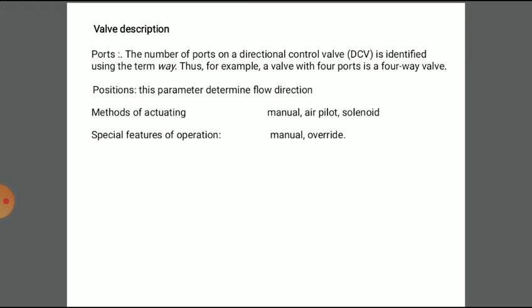Then positions. A valve is described by ports and positions. Positions, this parameter determines the flow direction. Then method of actuating, whether it is manually, air pilot, or solenoid operated or actuated. Then special features of operation, such as manual override.